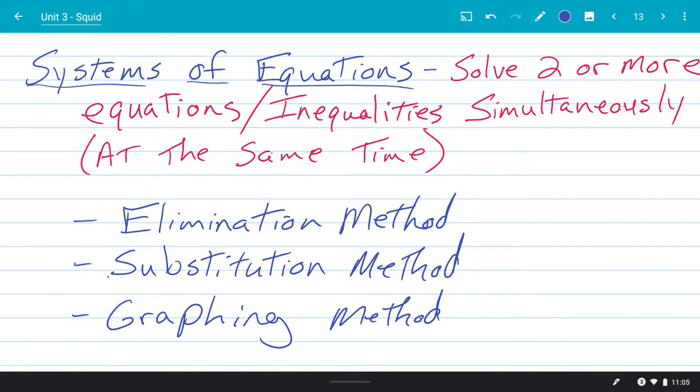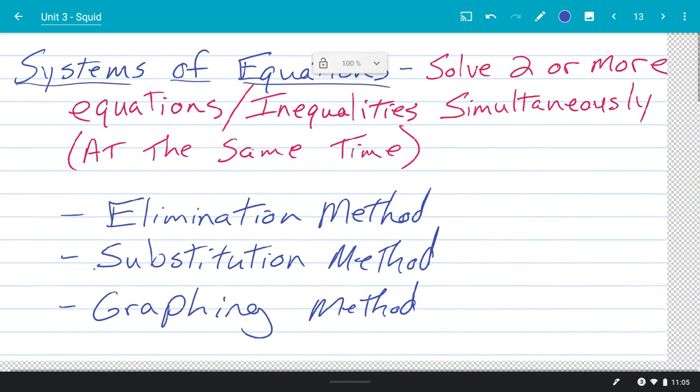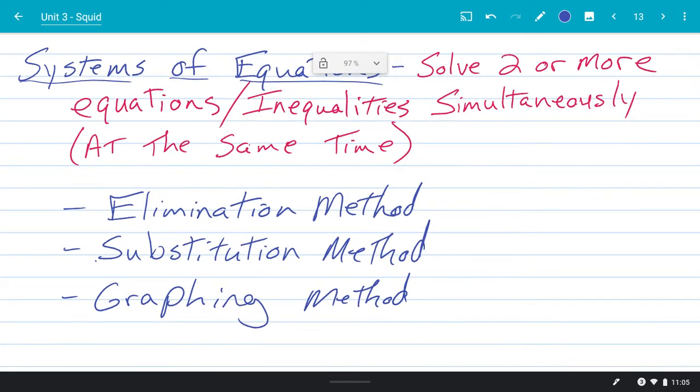So we're talking about systems of equations. And remember, systems of equations is when we solve two or more equations and/or inequalities simultaneously. Big word, it just means at the same time. We've already talked about the graphing method, graphing both equations and looking for the point of intersection. Today we're going to talk about the substitution method. We've already read and highlighted section 3.2, so we have a little bit of an idea for substitution.